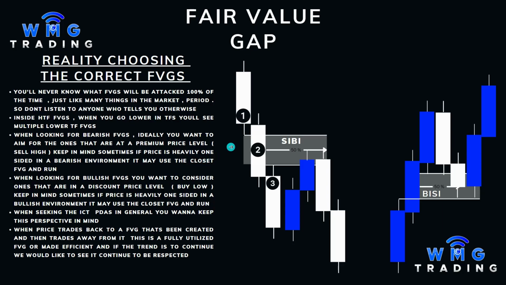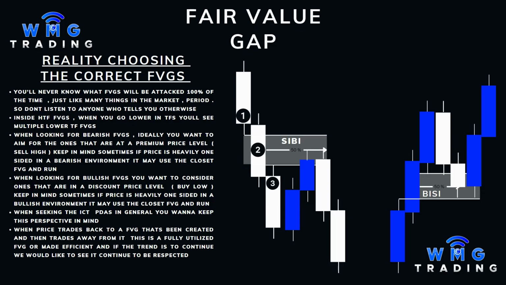When looking for bullish fair value gaps, you want to consider the ones that are in a discount price level, which basically justifies the buy low, right? Sell high, buy low. That's what people say all the time, but this is why that's even relevant, right? Keep in mind, sometimes if price is heavily one-sided in a bullish market, it may use the closest fair value gap and run.